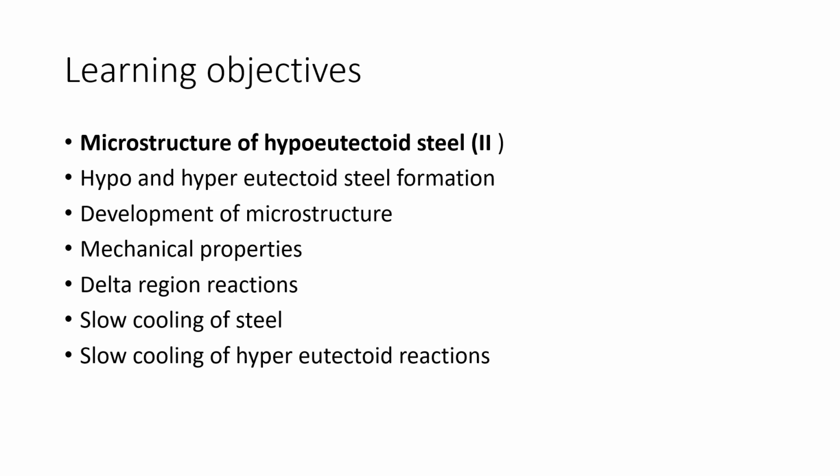Another objective is to study the mechanical properties of these types of steel. A very important region in the iron carbide diagram is the delta region, so we will expand and magnify it and study the different processes that occur in the formation of hypo and hypereutectoid steel. We will also discuss the slow cooling of steel and of hypereutectoid reactions.